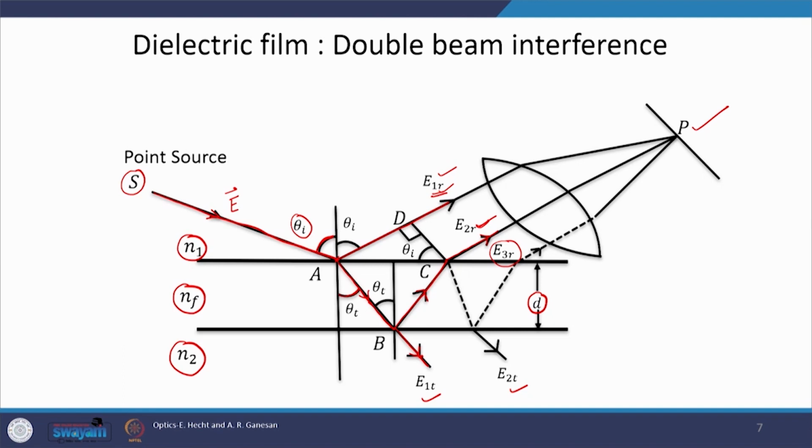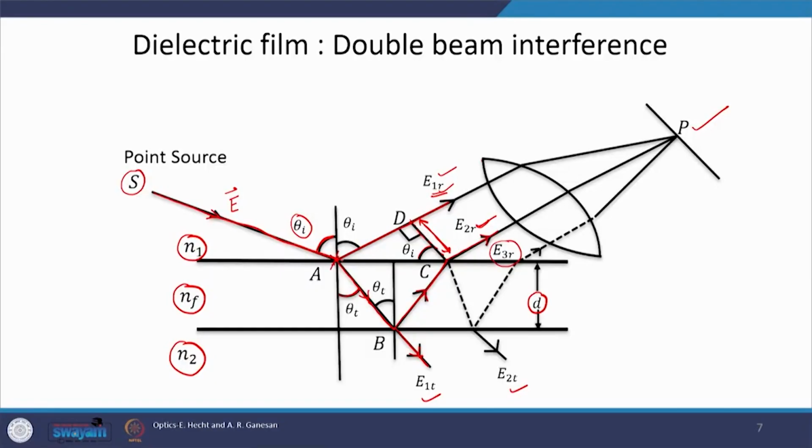We will follow the traditional approach here. We will draw a perpendicular from point C to point D, where D is on ray E1R. Now, this perpendicular will make an angle theta I with respect to the first interface. Here the path length after line DC is the same for both of the rays. And here we put a lens. What does it do? It makes them overlap, it converges the rays, and therefore these rays superimpose at point P, where we are supposed to get the interference pattern or fringe formation.